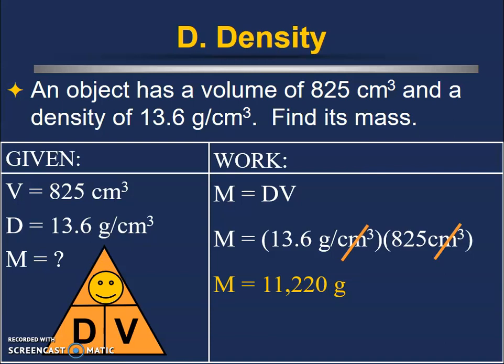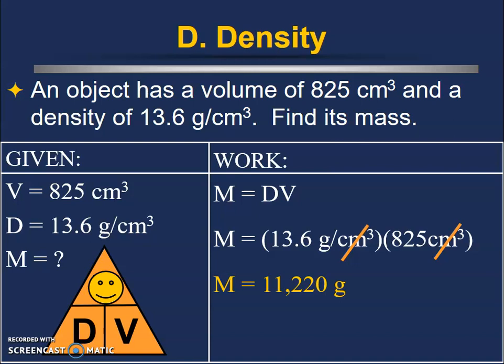So let's analyze my answer. First off, was I expecting such a big answer? Well, I'm multiplying a really big number, 825, by a number bigger than 1. So yeah, I can expect a big number. And I did get a big number, so that seems good. And then when I keep up with my units, I'm left with grams. Was I expecting grams? If I look at my equation sheet, I see that mass is usually in grams. So that is expected. So I can analyze my answer and say, yeah, I think that this is a good answer. I think I did a good job.